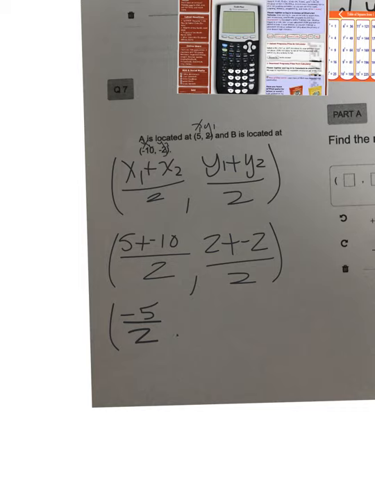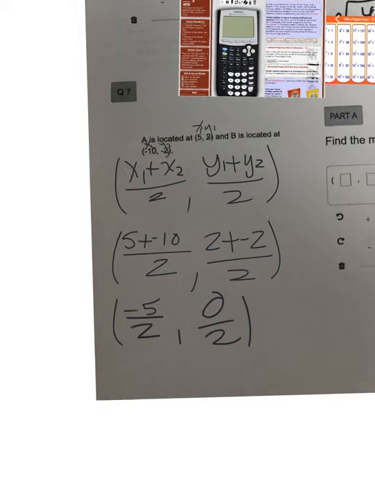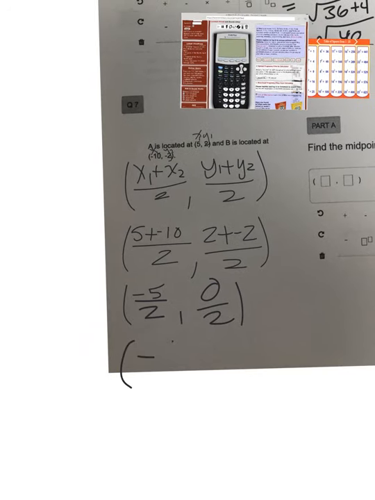Yes, I'm assuming yes. 2 plus negative 2 is 0. And then if I just simplify here, I'll get negative 5 over 2, comma 0. And that's the midpoint. Questions?